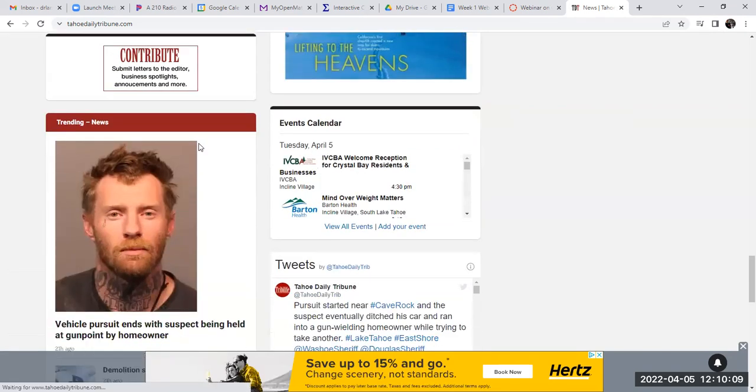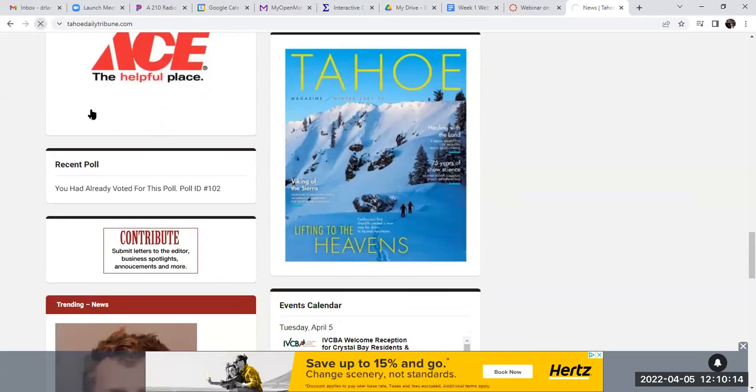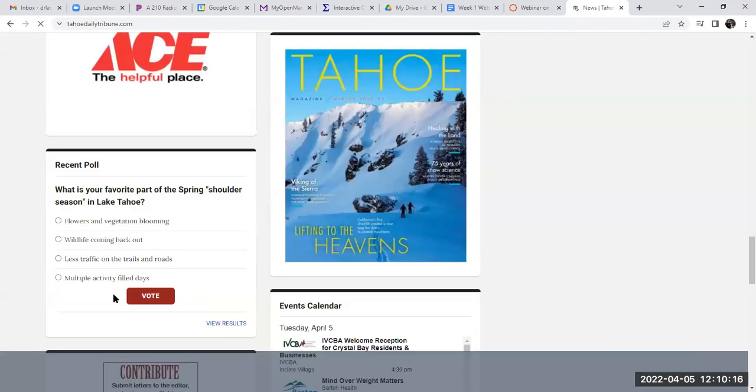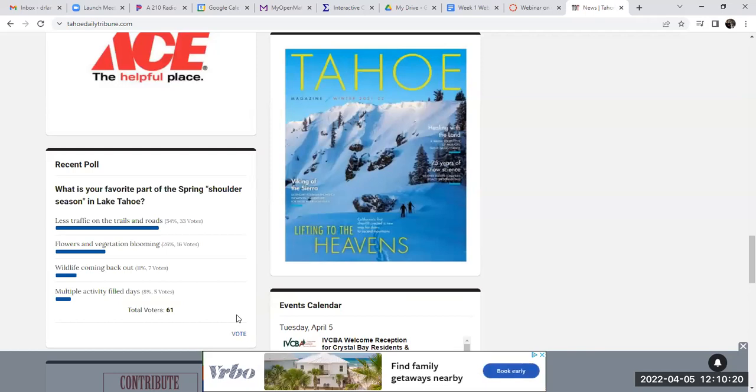All right. Well, let me look at this. View results. There we go. Okay, so here are the results. They had 61 voters. And less traffic on trails and roads is definitely the most common vote. Okay, and notice the majority.